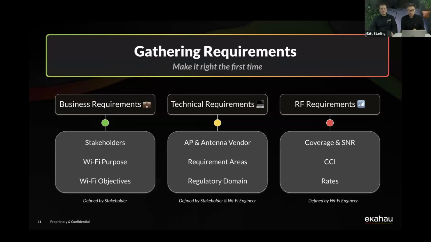Then the regulatory domain is really important because depending on where you're designing or installing the Wi-Fi network, you can have access to different channels that you can use, different transmit power, maybe even different parts of the spectrum. So that's a really key thing that you want to make sure you ascertain up front.